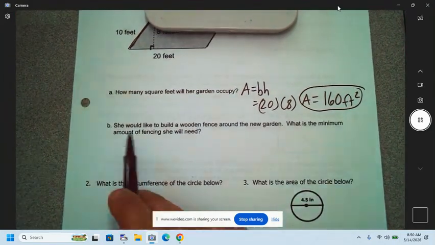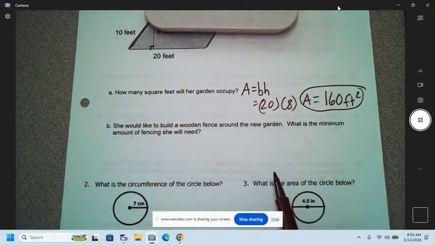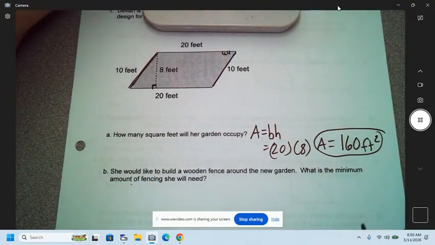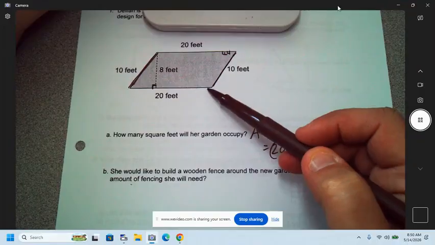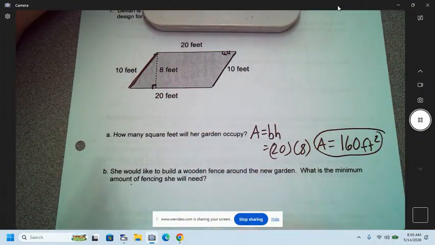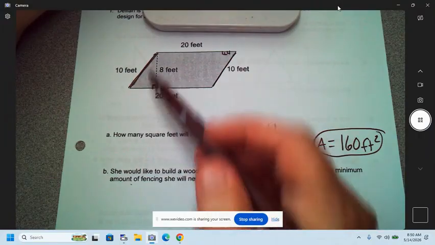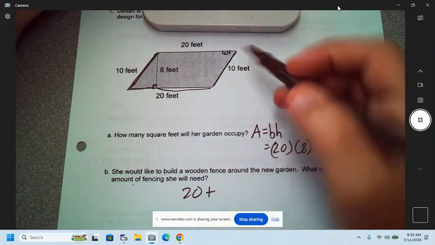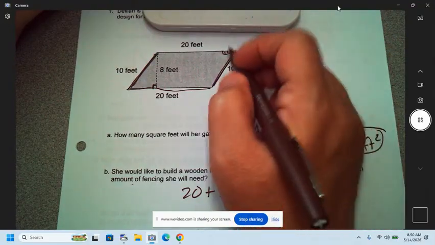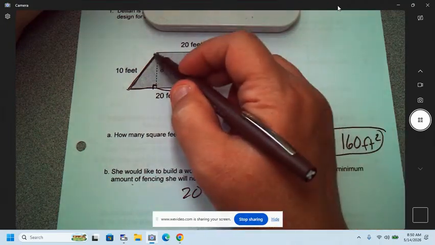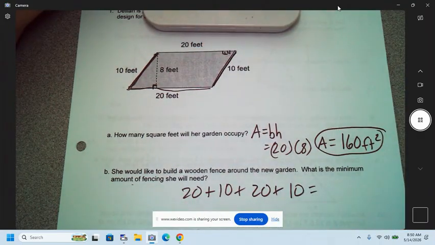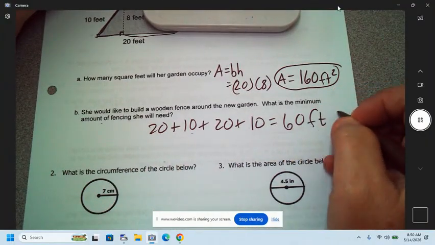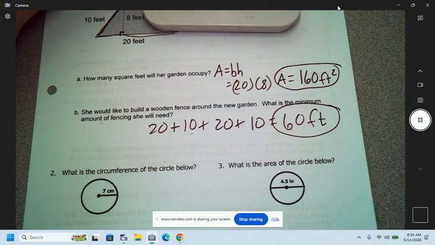Question B for this is she would like to build a wooden fence around her new garden. What is the minimum amount of fencing that she will need? So I picture this like a real situation. Like this is actually my garden. It's 10 feet by 20 feet, 10 feet, 20 feet, and I'm going to put a fence around it. So if I'm putting a fence around the outside, how many feet of fence do I need here? 20. Plus how many do I need here? 10. Plus 20. Don't leave one of the sides blank, because then deer will get into your garden. Plus 10, that's 20, 40, 60 feet of fencing is what I would need to put a fence around this.